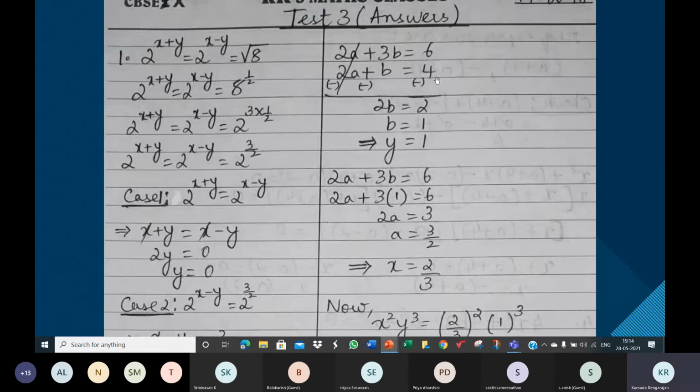So the first one, see, this is what is given to us. We write 8 in the exponential form. Square root of 8 in the exponential form is 2 to the power 3 by 2. You can see it here. Square root of 8 is nothing but 8 to the power 1 by 2. And 8 is 2 cubed. So 2 cubed into 1 by 2, 2 to the power 3 by 2.